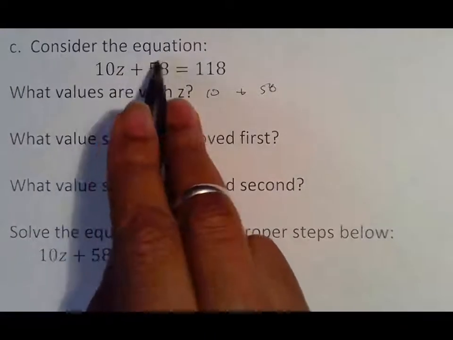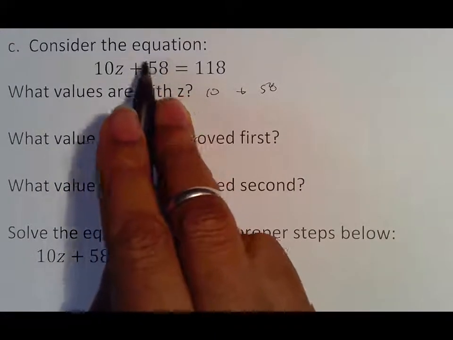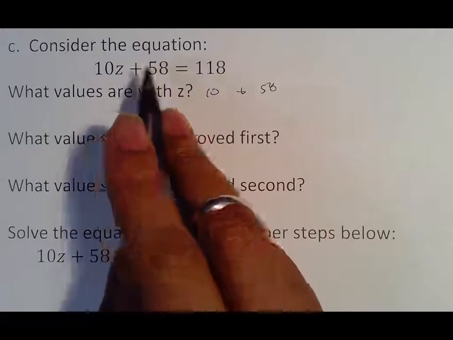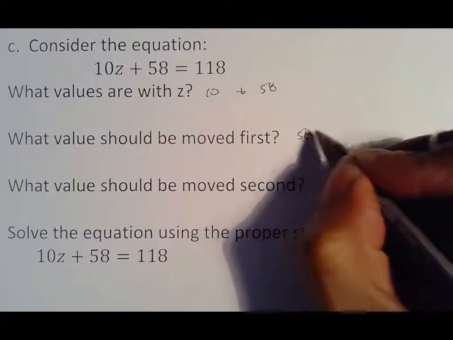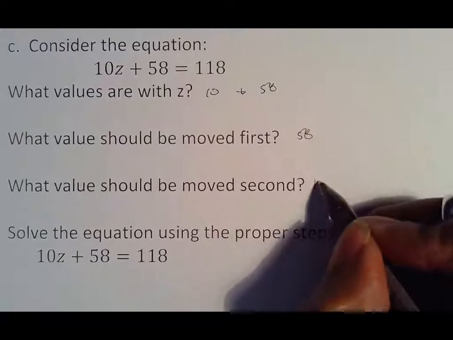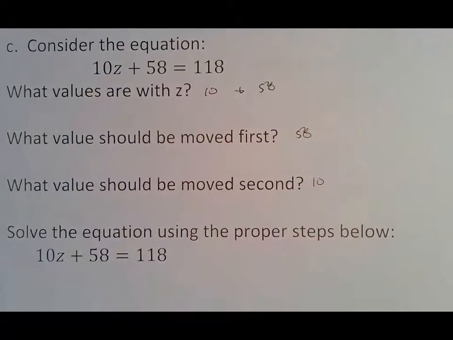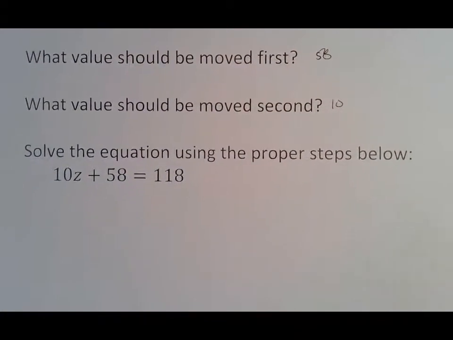The value that should be moved first is the value that's being added or subtracted. That's how we adjusted our thinking. The value that's being added or subtracted moves first, so 58 should go first. The 10, the value that's attached, should go second. Hopefully you've been perfecting that over time.